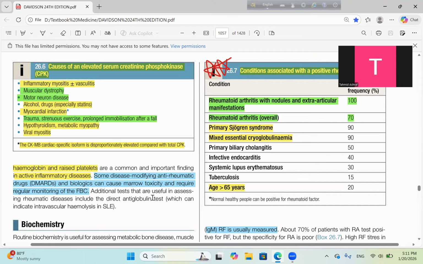So patients who receive DMARDs like methotrexate, sulfasalazine, etc., and biologics, there will be several biologics. We will know their names eventually. So these kinds of drugs cause bone marrow toxicity, and the count of different blood cells is reduced. So we will have to monitor that with the full blood count or complete blood count, CBC.